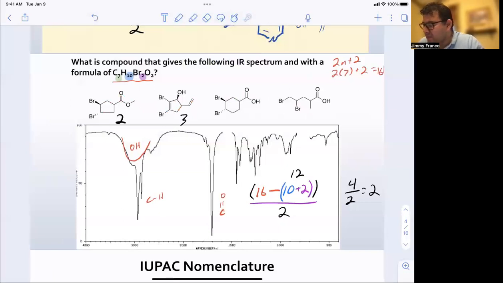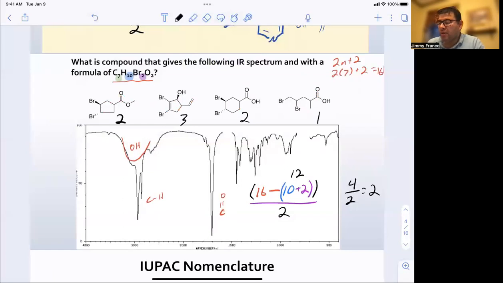Next one, double bond. All right, so that's 1 hydrogen deficiency. The ring is the second one. Someone gives me 2. And then if we look at this one, there's only the double bond and no ring. So this one has a hydrogen deficiency of 1.